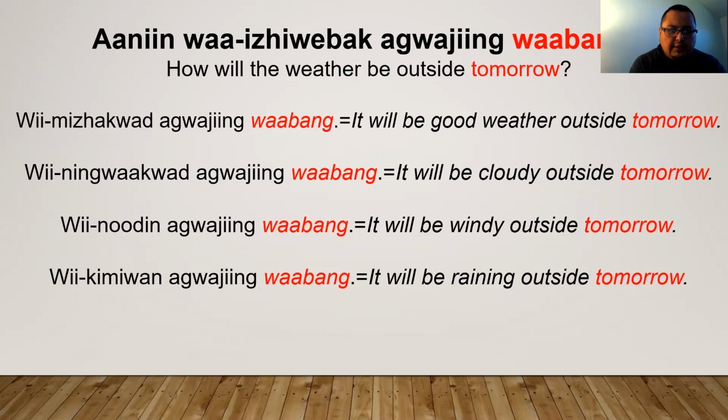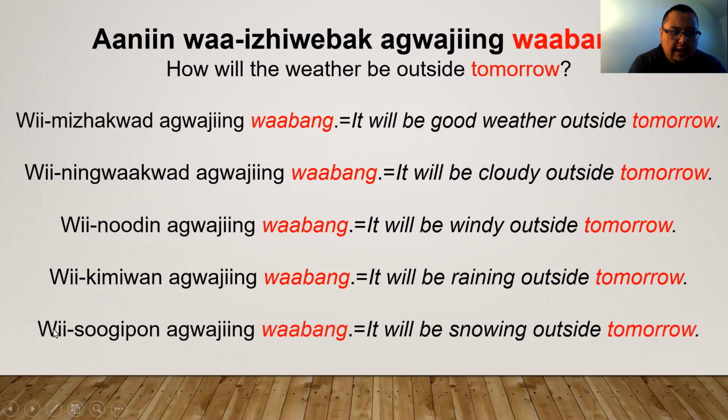So let's just start using gonna budge as it fits in when we talk about the future. Gonna budge we kimiwan agwajiing wabang. Perhaps it will be raining outside tomorrow. And notice here we have our tense marker followed by consonant change, G to K. We kimiwan agwajiing wabang. It will be raining outside tomorrow. And our last one, we sugipun agwajiing wabang. It will be snowing outside tomorrow. Gonna budge we sugipun agwajiing wabang. Perhaps it will be snowing outside tomorrow.